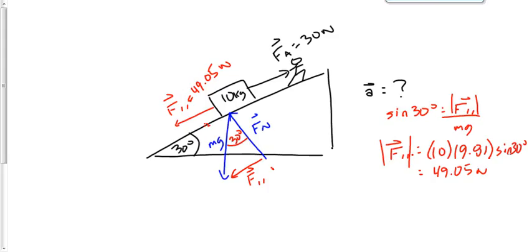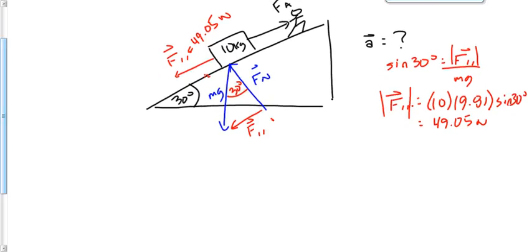Somebody was asking me as I was walking around and as they were working on the question, do we make that 49.05 negative? Sure, make it negative. If you do make it negative, make FA positive. You could make it positive, but if you did that, then you need to make FA negative.